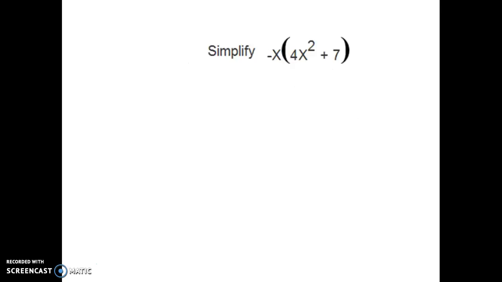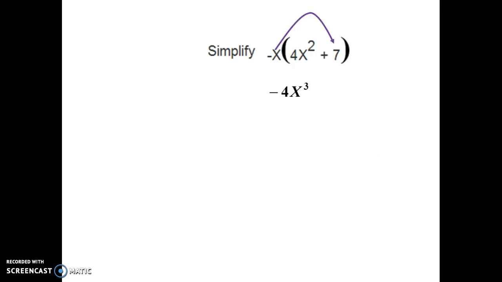Simplify negative x times the quantity 4x squared plus 7. So we distribute the negative x to the 4x squared. Remember, this is like negative 1x times 4x squared. So the negative 1 times 4 is negative 4, and x times x squared is x cubed. So this becomes negative 4x cubed.